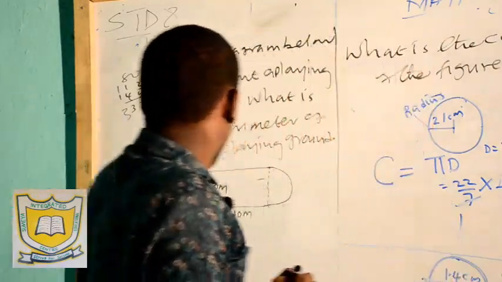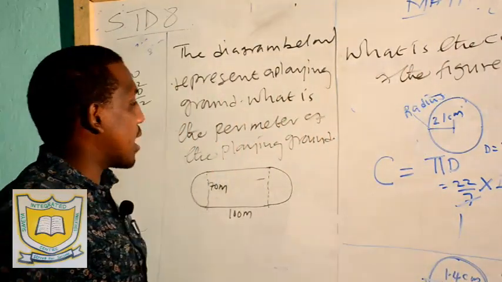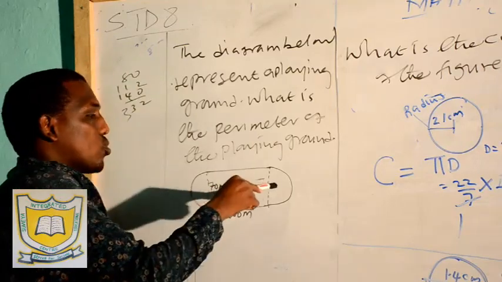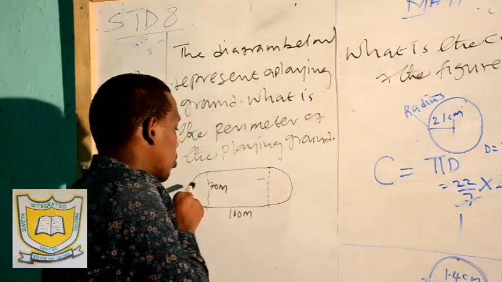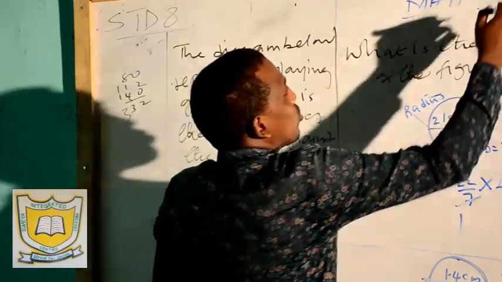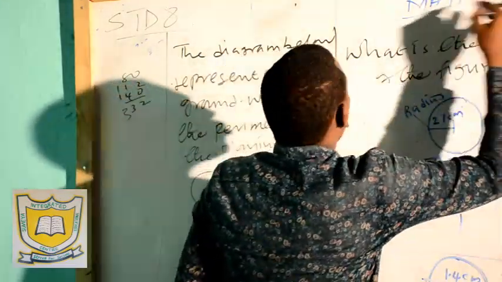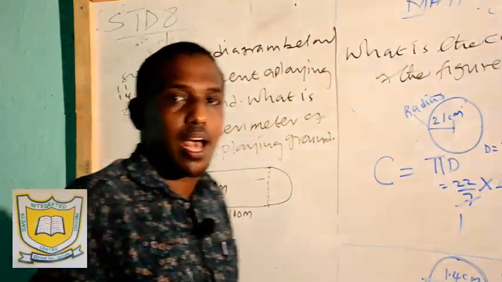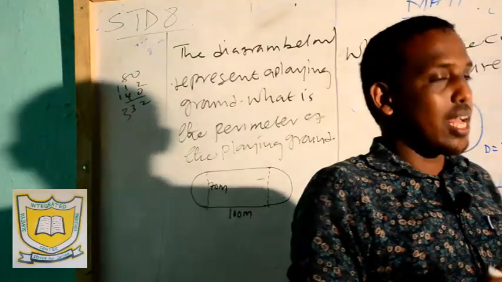So you are told now perimeter. Remember, this one is a semicircle. The two ends are the semicircles. This one is a semicircle and this one is a semicircle. A semicircle is when you cut the circle into two. This one is called a semicircle. This one is called a semicircle. Semi means half. Automatically semi means half.